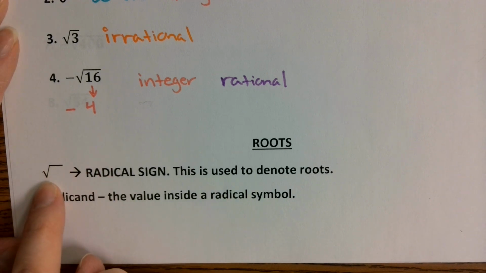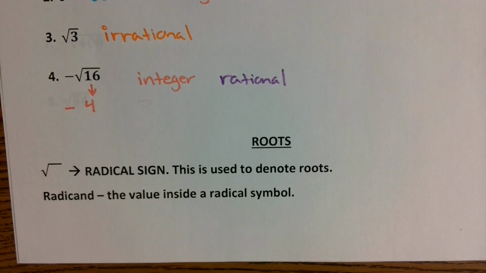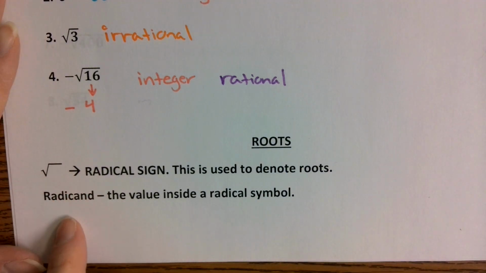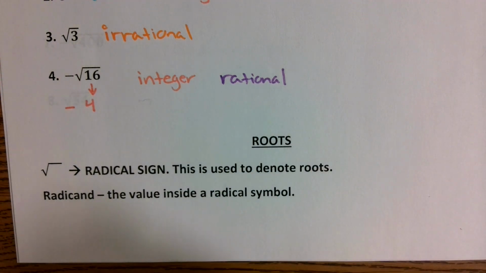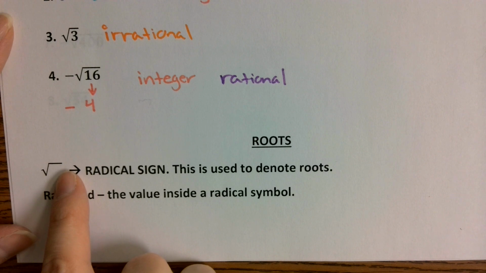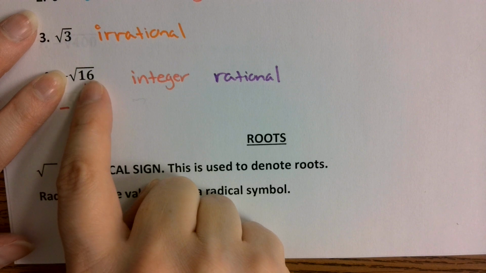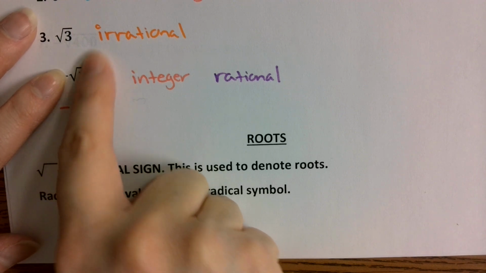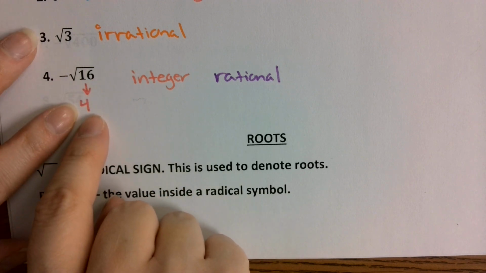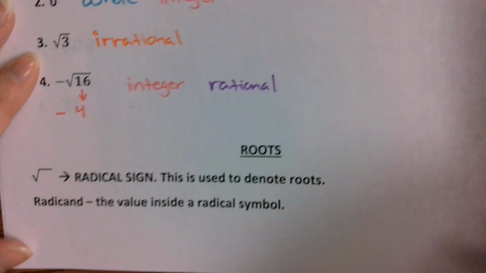Okay, this root symbol that you see is actually called the radical sign. So whenever you hear me use the word radicals, it's implying that there is a root involved. The radicand is just the value that is inside of your radical symbol. So if I have the square root of 16, 16 right here is my radicand. When I take the root of 16 and get 4, that denotes the root's value. Okay, let's move on to the back.